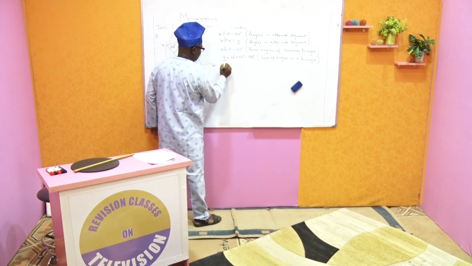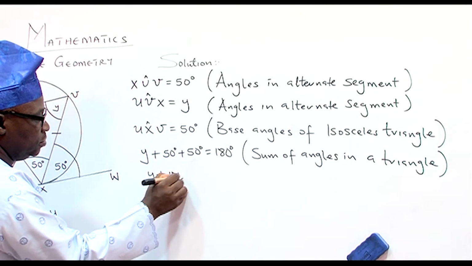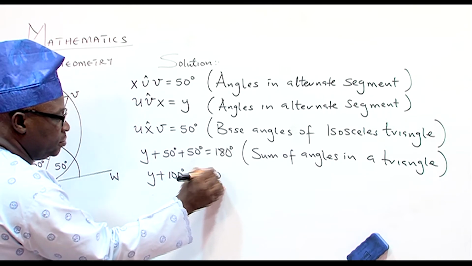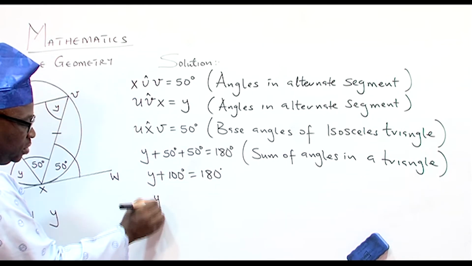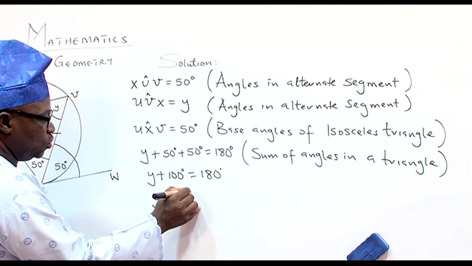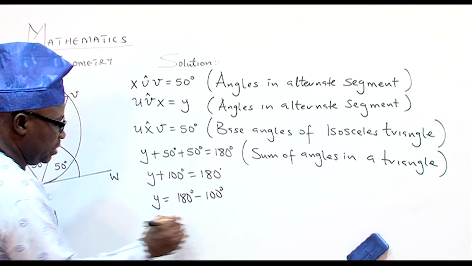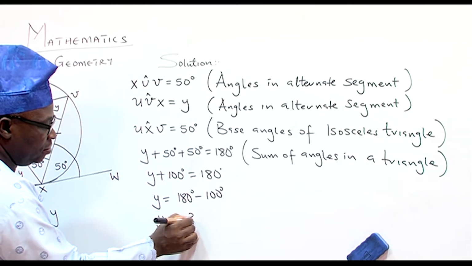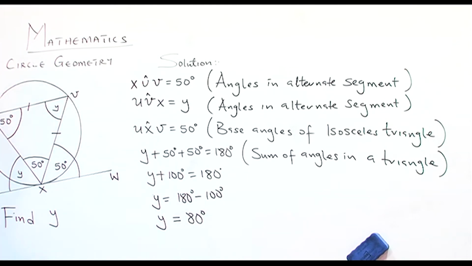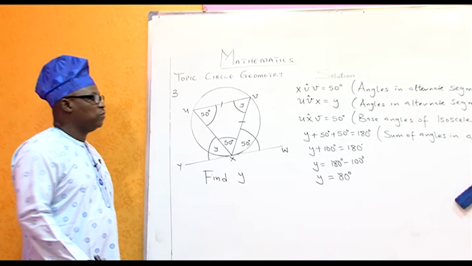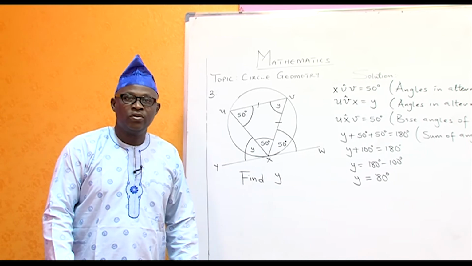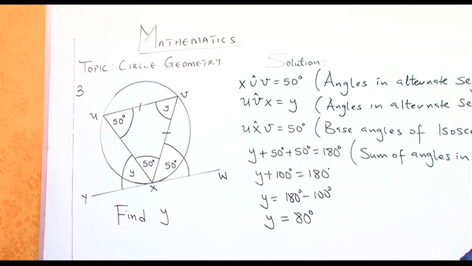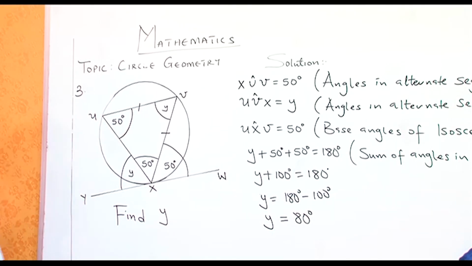So 50 plus 50 is going to be 100. So at this point, y is 180 minus 100 degrees, and y is 80 degrees. So we've been able to find the value of y using the circle theorems, which we have learned earlier on.